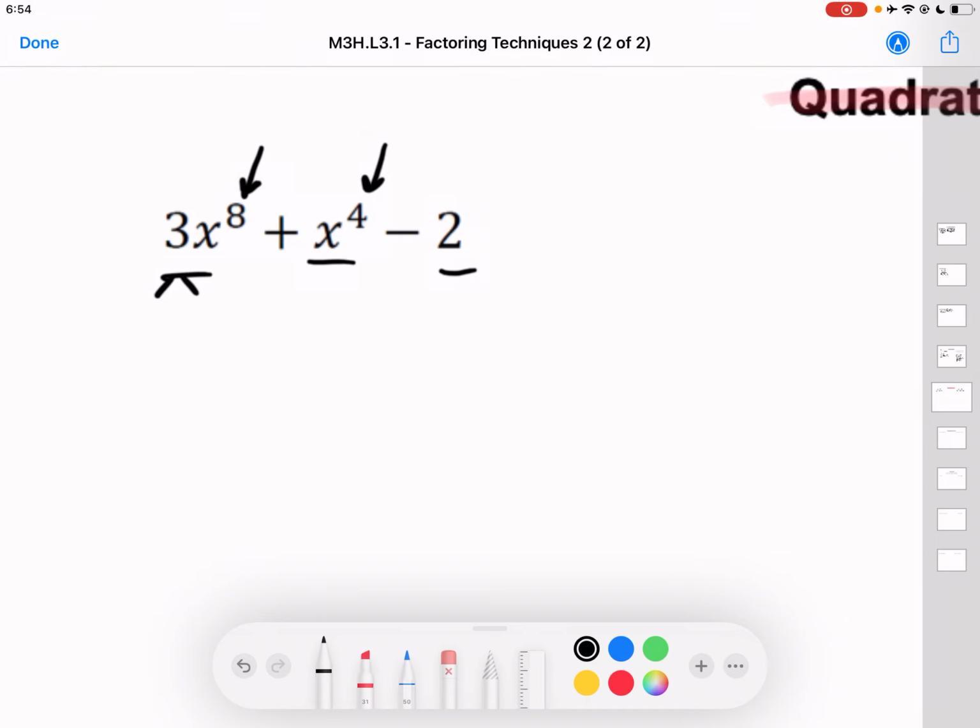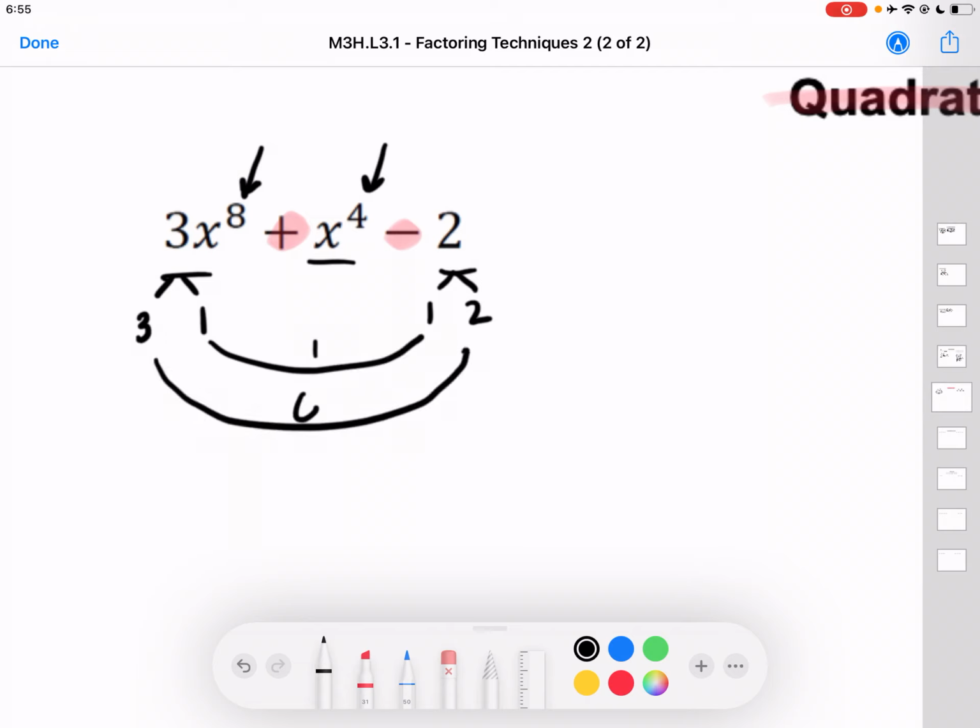So once again, you find your factors of 3, which would just be 3 and 1. Find your factors of 2, which is just 1 and 2. And then you just have to figure out how to pair them so that they subtract to give you a positive 1. Okay, so 1 and 1 will give you 1, 3 and 2 would give you 6. 6 and 1 will not subtract to give me 1, so that means I've just reversed that order. So I'm going to put 2 and 1. So 1 with the 2, 3 with the 1.